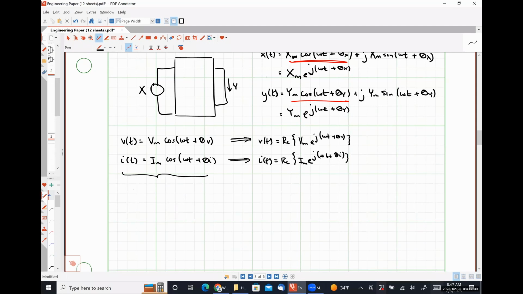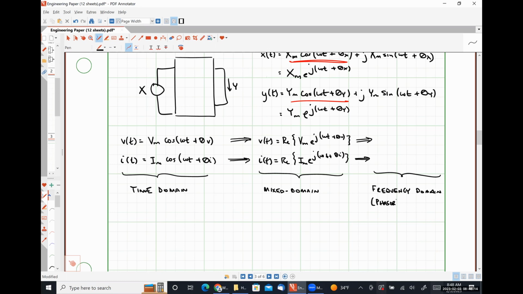This is what we call the time domain. This is what I'm going to call the mixed domain. And electrical engineers like to work in the frequency domain, which is often referred to as the phasor domain, okay?